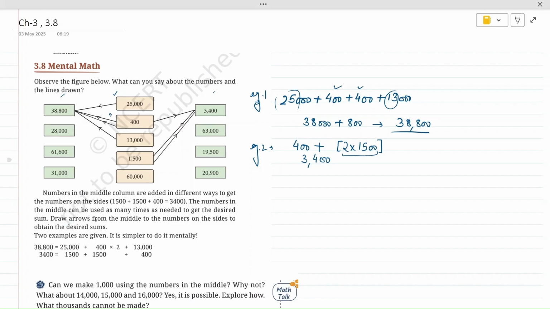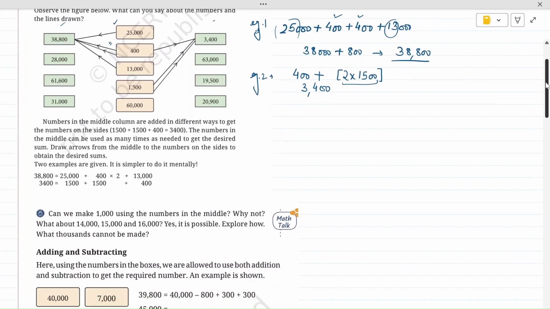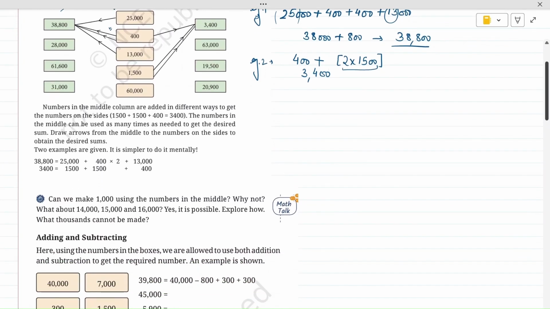Now, draw arrows from the middle to the numbers on the sides to obtain the desired sums. We have to draw the arrows also. It is telling us to which side we are getting the number. Two examples are given which we have just discussed. Now, we have a question here. Can we make 1000 using the numbers in the middle?